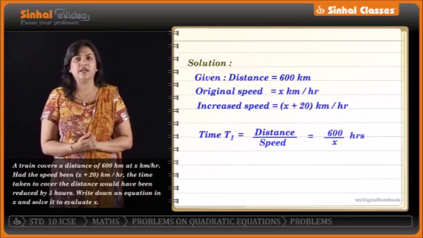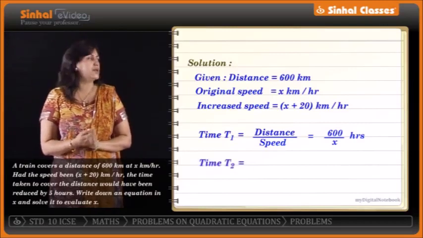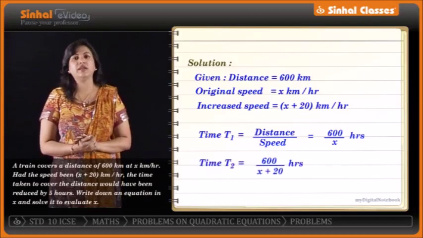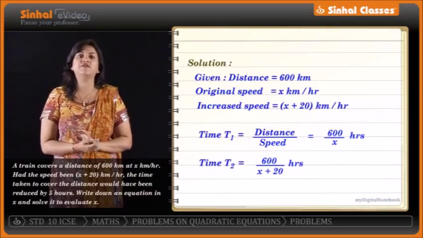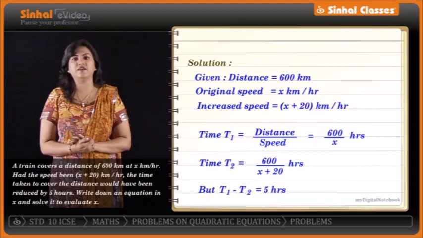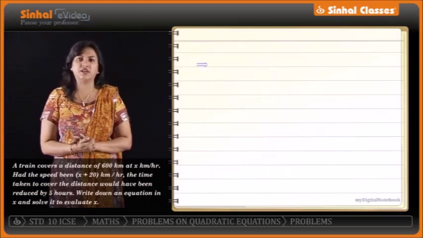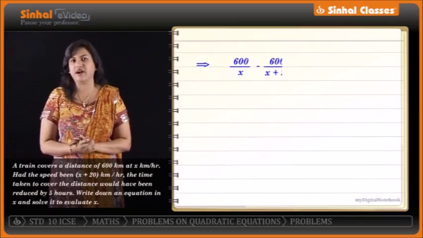Now the second time, that is with the increased speed, we write that as t2 is equal to 600 upon x plus 20 hours. Now according to the given equation, we have t1 minus t2 is equal to 5. So we get 600 upon x minus 600 upon x plus 20 is equal to 5.